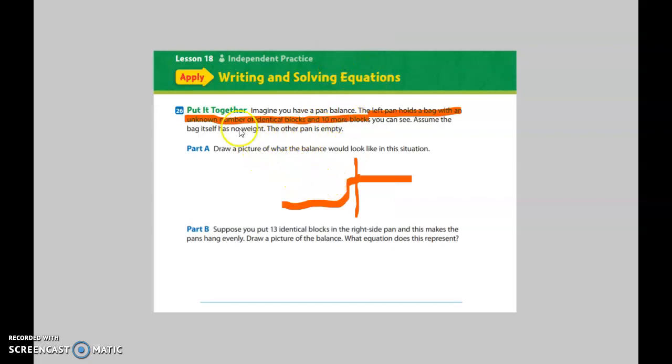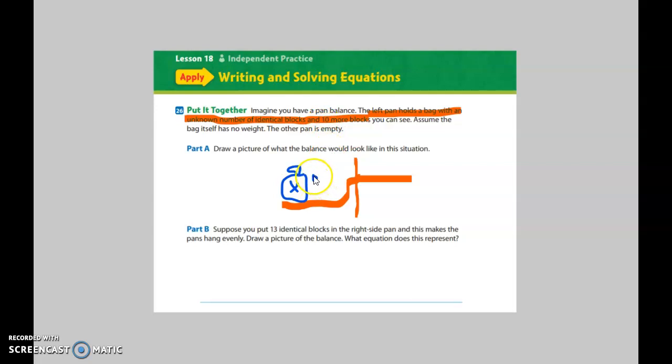So it says a bag with an unknown number. So I'm going to draw just a bag. Yes, look at that. It's gorgeous. Okay. And it has an unknown number, so that tells me I need to use a variable. And then I have 10 more blocks that I can see.